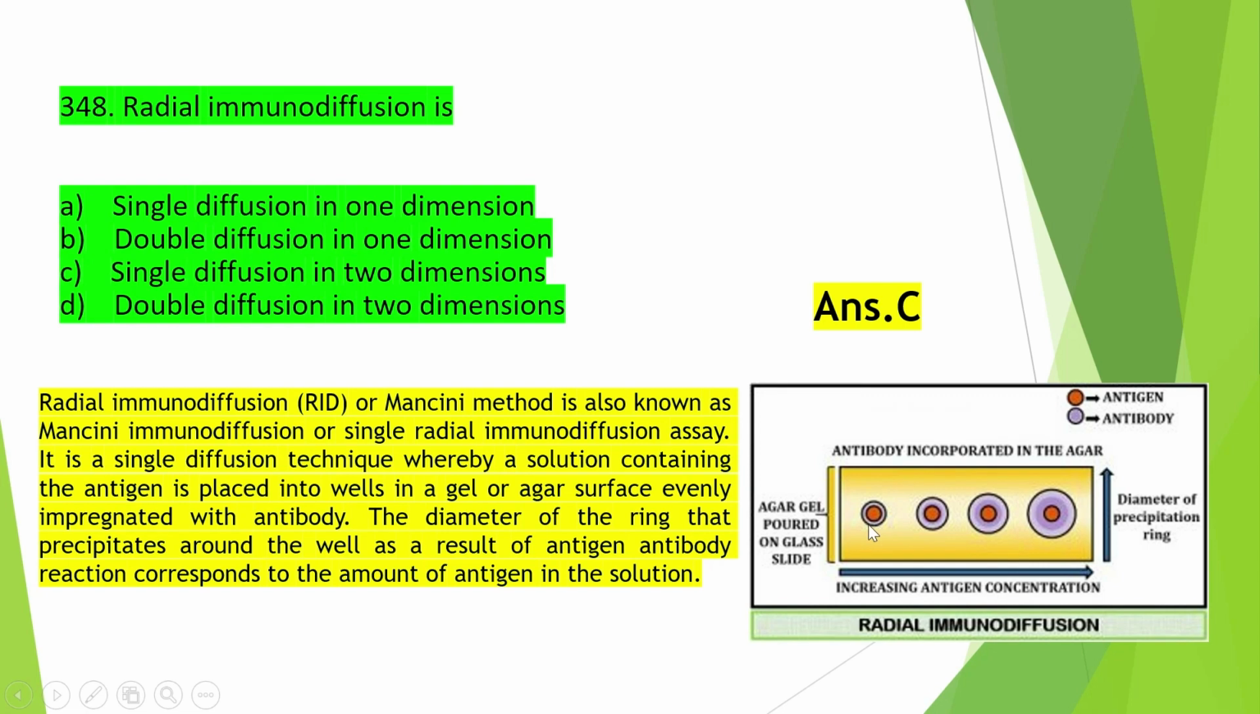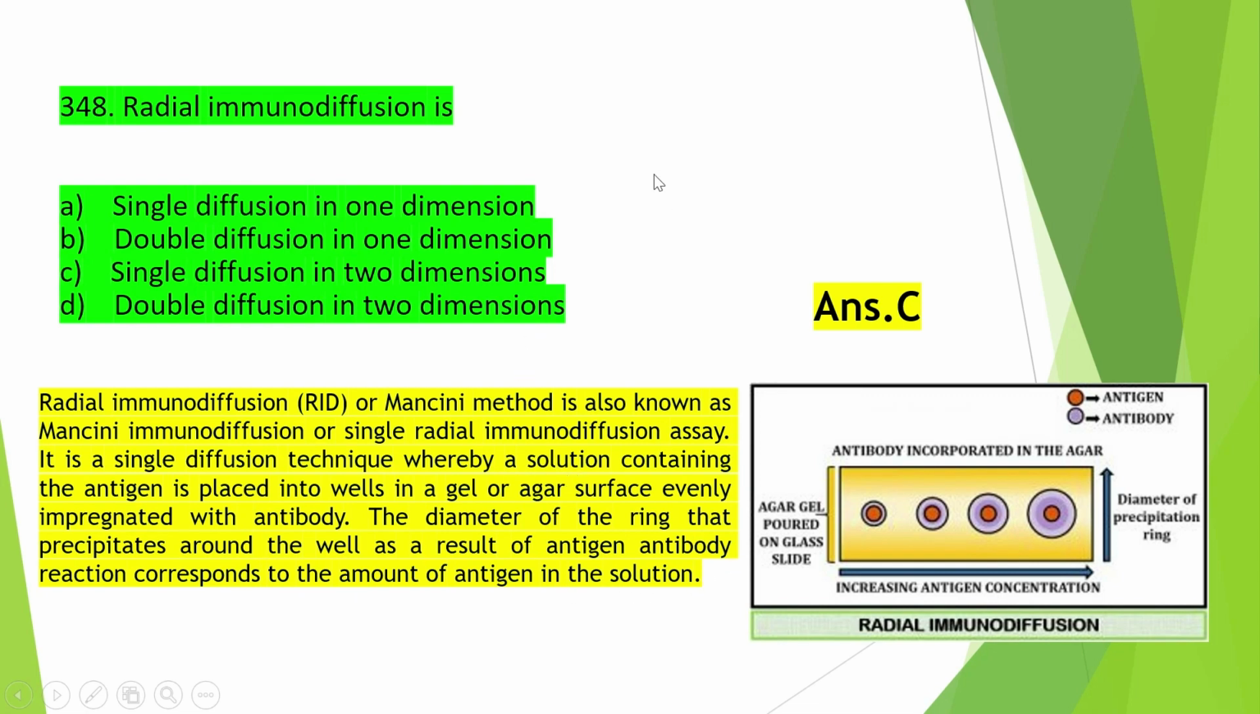precipitation ring outside this circle. So depending on the ring size of the precipitating ring, we can say the extent of the antigen antibody reaction. So the diameter of the ring that precipitates around the well as a result of antigen antibody reaction corresponds to the amount of antigen in the solution.